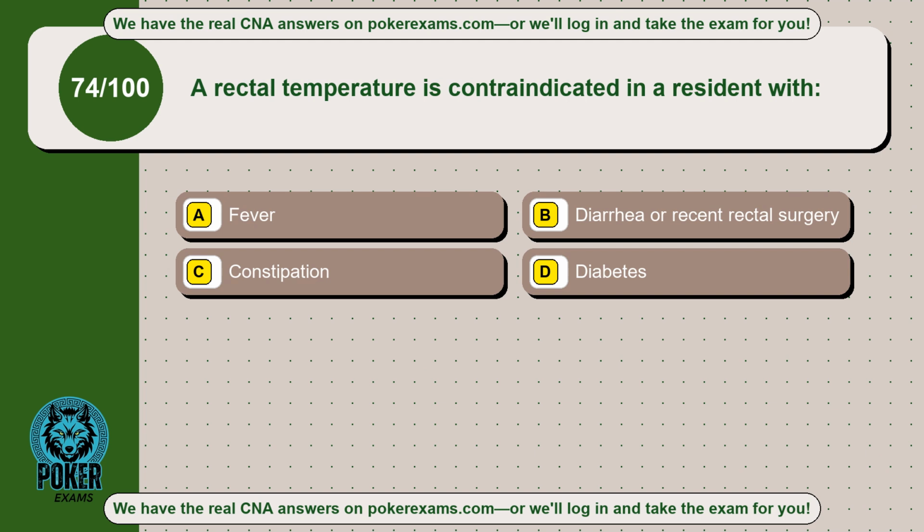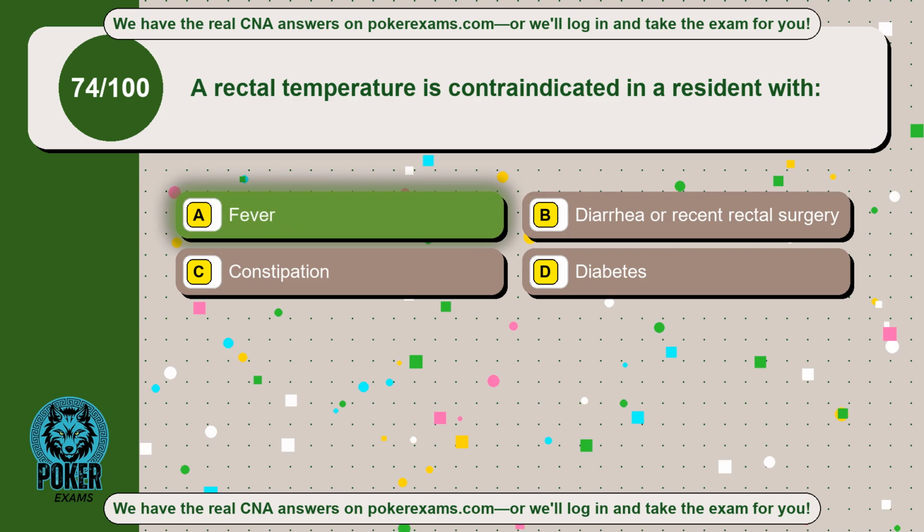Question 74. A rectal temperature is contraindicated in a resident with: Option A, fever. Option B, diarrhea or recent rectal surgery. Option C, constipation. Option D, diabetes. The correct answer is option A, fever.